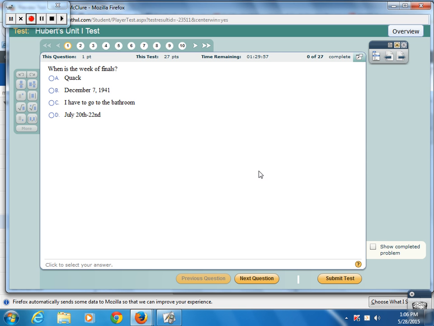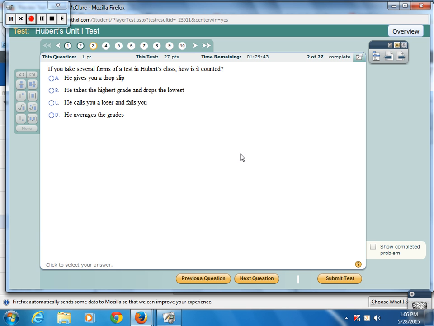When is the week of finals? July 20th through the 22nd. It's a miracle. When does homework terminate? Before the test starts. That's when it's supposed to, but I usually do it the day of the test. It's supposed to spread these around, not group them up. But anyway, if you take several forms of a test, how is it counted? Highest grade drops one.